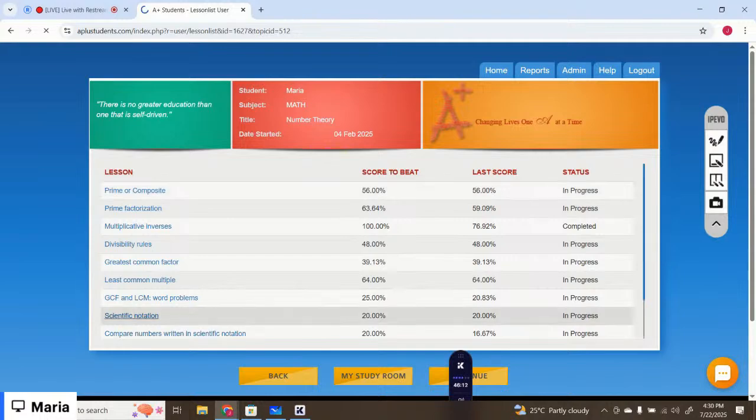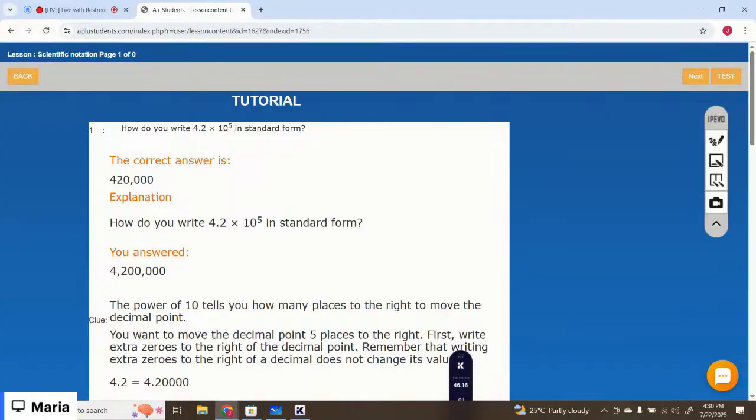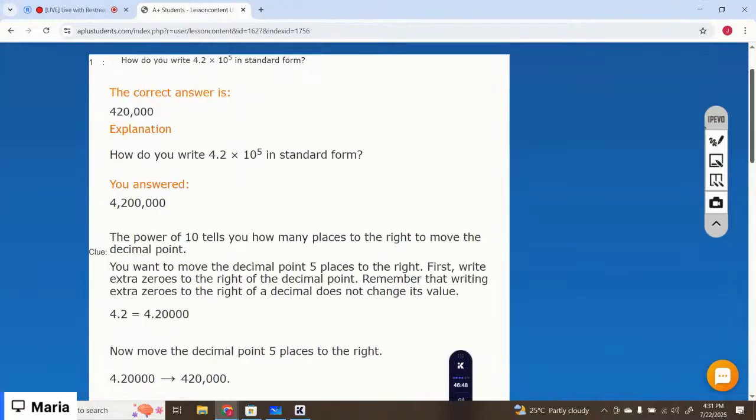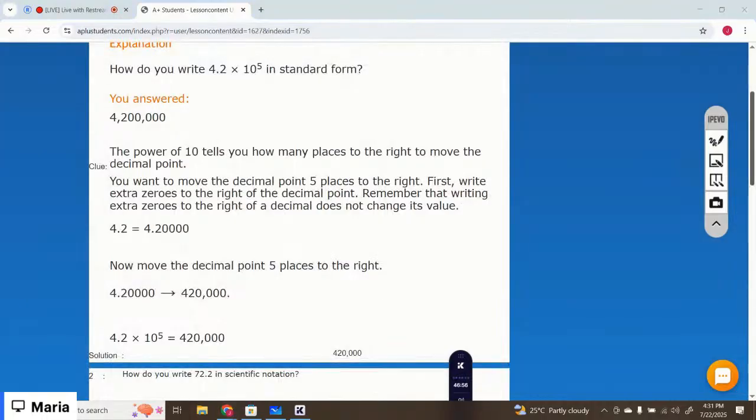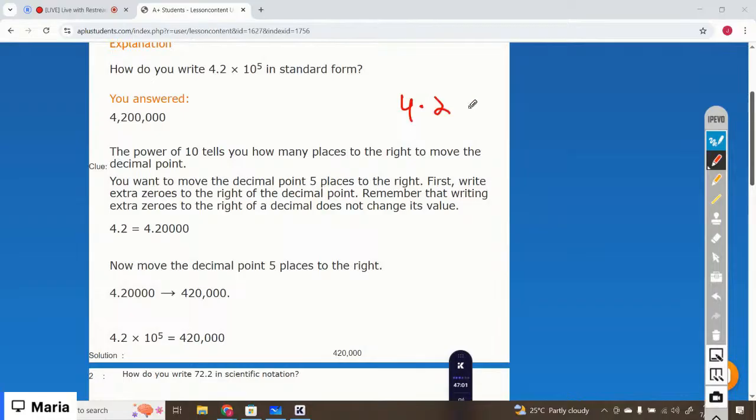That is scientific notation, so let's just start with the lesson. How do you write 4.2 times 10 exponent 5 in standard form? So the exponent of 10 is 5. 4.2. 1, 2, 3, 4, 5. So move the decimal point from here to here. That is 420,000.